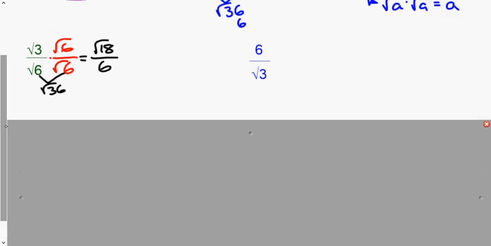Does root 18 break down? And the answer is yes, so we have to break it down. Root 18, and I'm going to go up on this one, is root 9 times root 2, which we know the square root of 9 is 3. The root 2 stops, so we get 3 root 2 over 6. So the radical's been reduced.